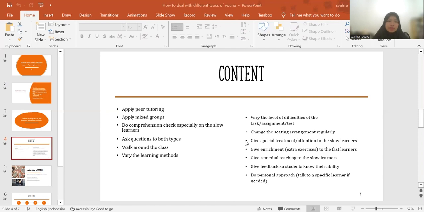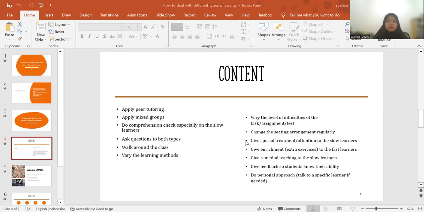Vary the level of difficulty of the text, assignment, or test. The point is that as teachers, we can give various forms of assessment to children. Change the seating arrangement regularly. The point is that we can adjust the sitting position of children in class, adjusting to how and how quickly the child learns, by taking turns in sitting positions.